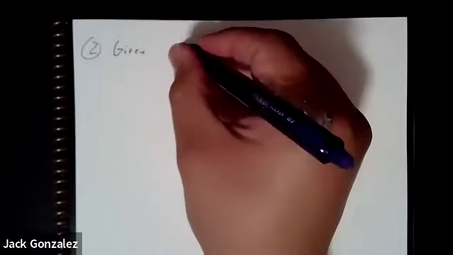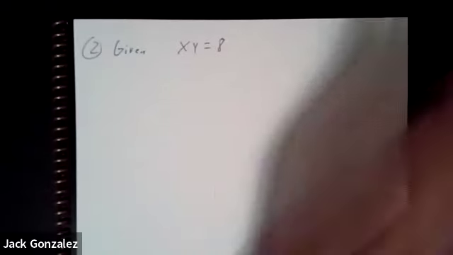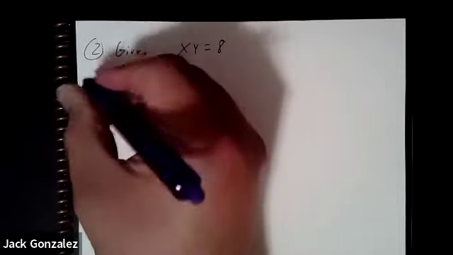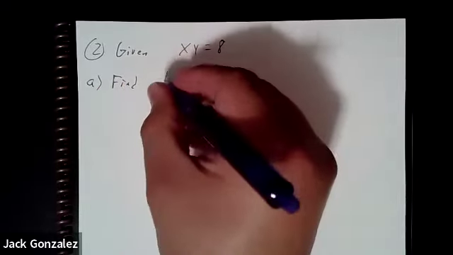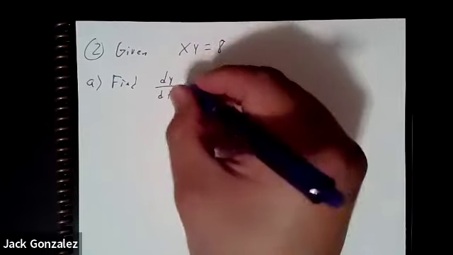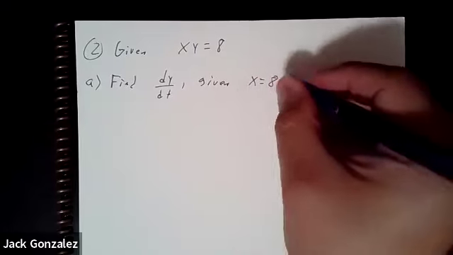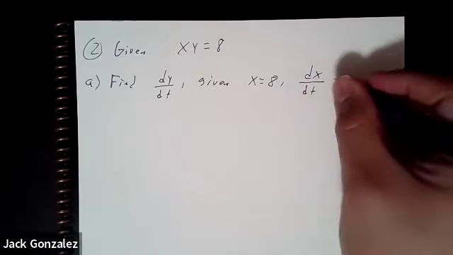Okay, so number 2 would be exactly the same. It's just the derivative part will be a little harder. So the difficulty just changes depending on the equation, right? I'm sure you've noticed that. So same nonsense. Part A, find dy/dt given x equal to 8, dx/dt equals 13.